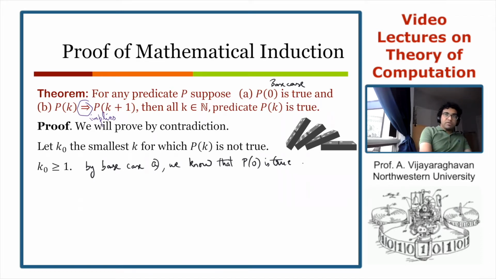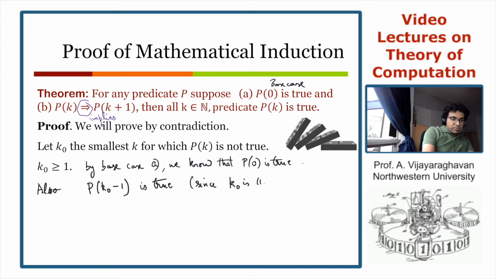Now, further, what can we say about P of k0 minus 1? Well, P of k0 minus 1 is also true, since k0 is the smallest violation. By violation, I mean a number for which P of k is not true. So for any number smaller than k naught, the predicate evaluates to true.